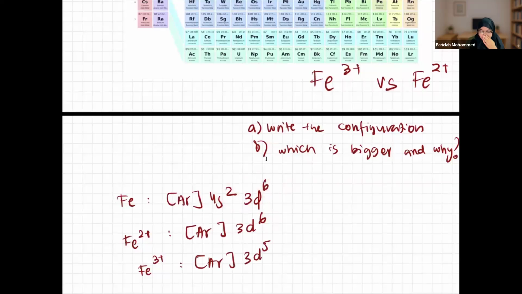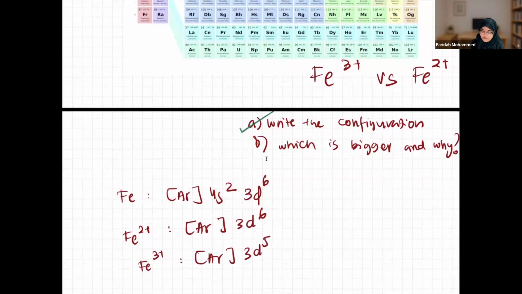Okay, good job on the configuration. Anyone still not understand the configuration? Configuration's fine. You take out from the outermost first. When we say outermost, why? The fourth shell is outer to the third shell, right? That's why outermost, not in their sequence.